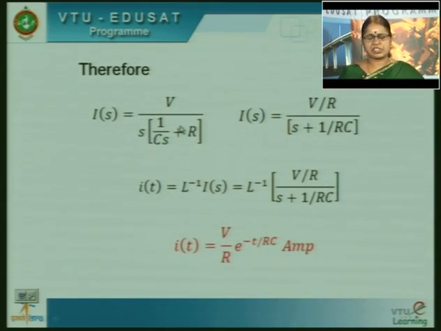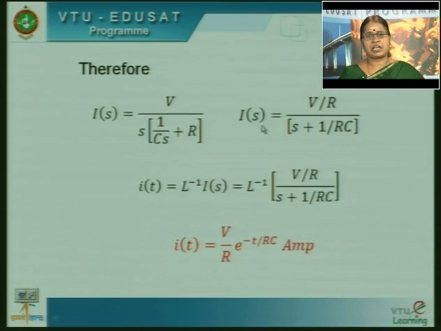Let me take this s term inside and divide the numerator and denominator by R. If I do this mathematical manipulation, I can write the resultant equation for I of s as I of s is equal to V by R divided by S plus 1 by RC. V is a supply voltage, which is a constant. R is the value of resistor, which is a constant.